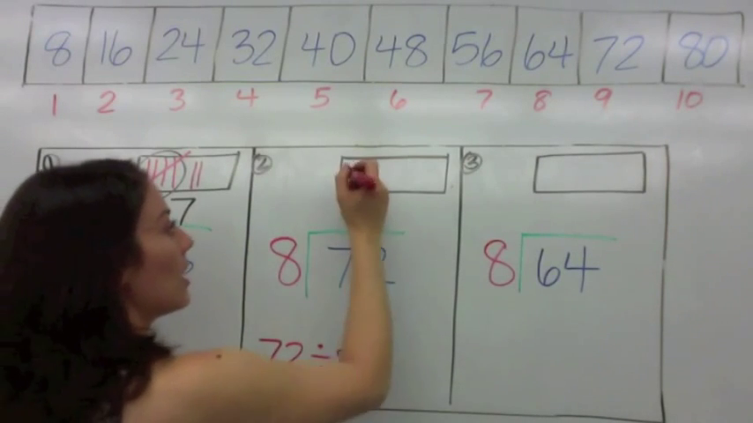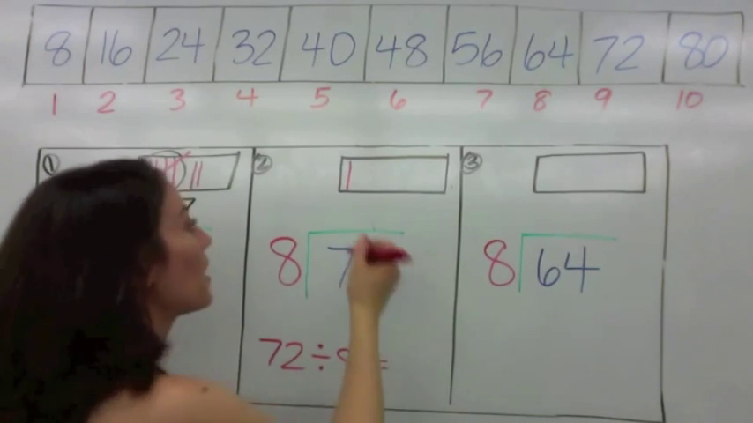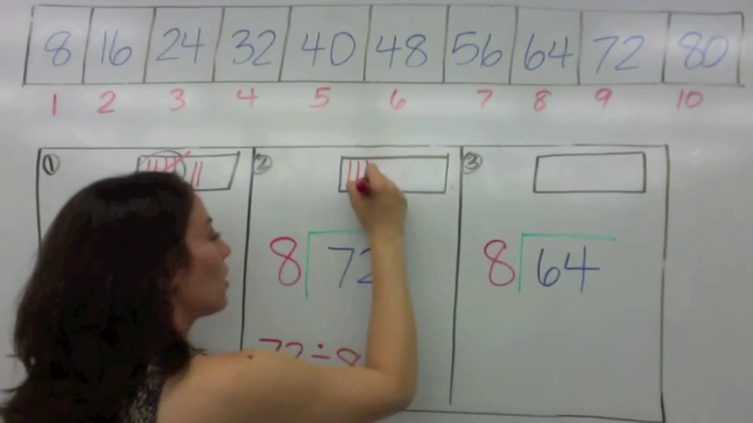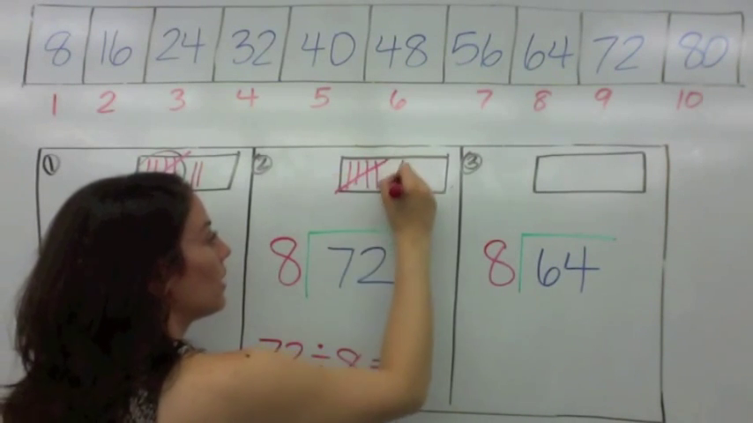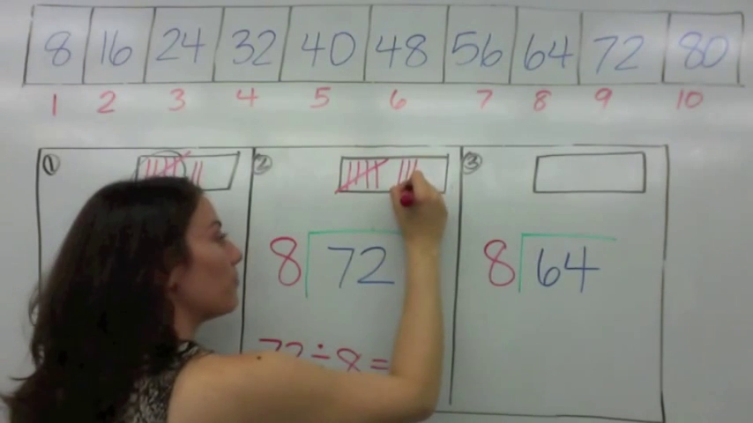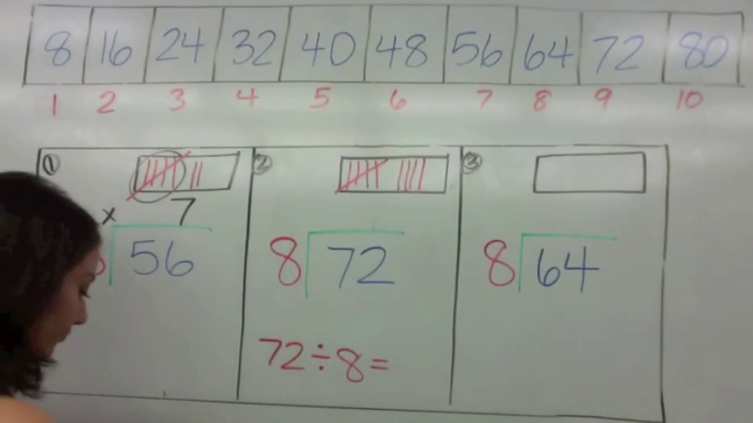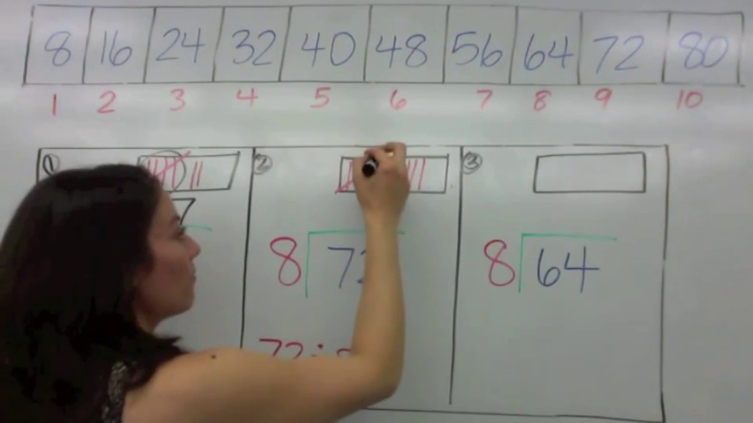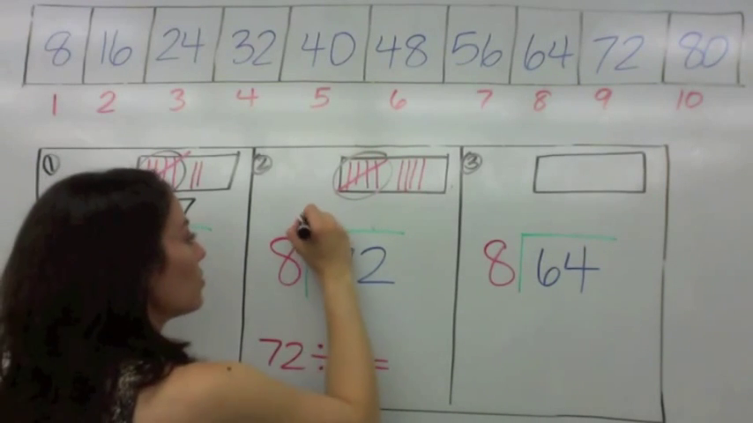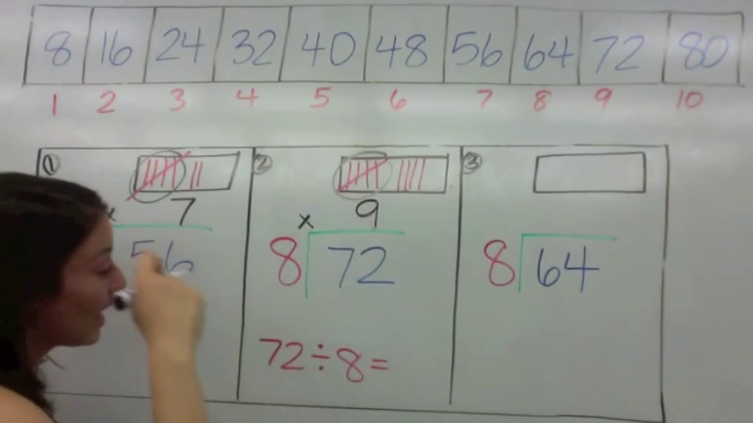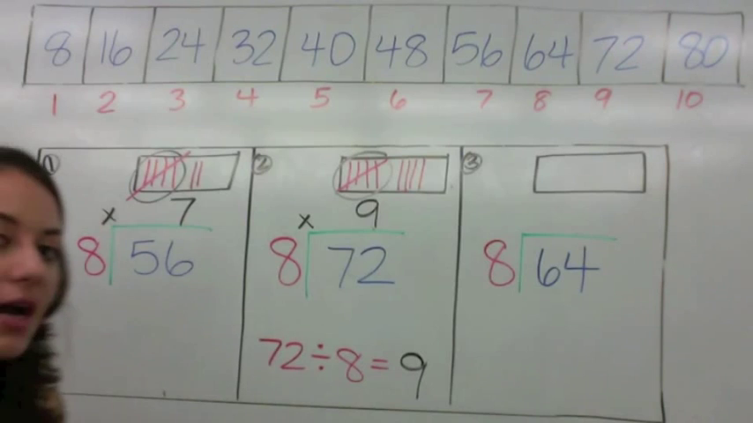Let's double check. Are you singing? Oh, that's right. 8, 16, 24, 32, 40, 48, 56, 64, 72. All right, so we stop at 72. We have a tally of 5, plus 4 more is 9. So 8 times 9 is 72. That is the quotient. So 72 divided by 8 is 9.